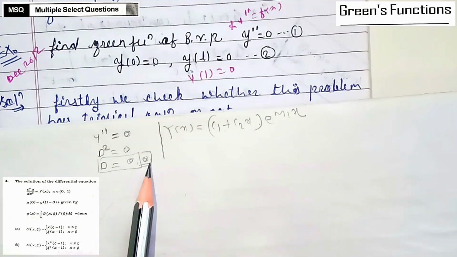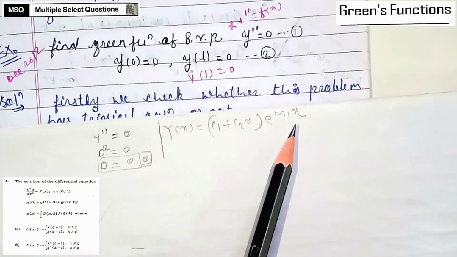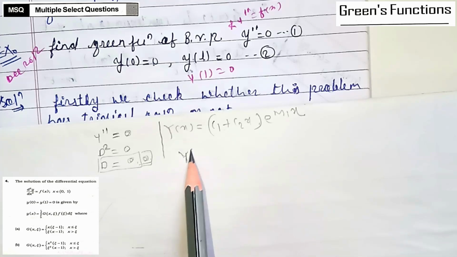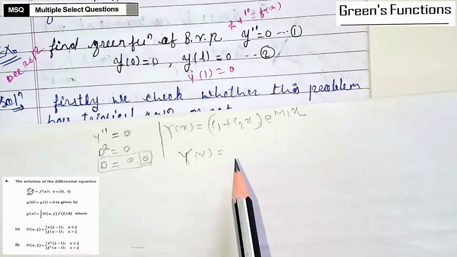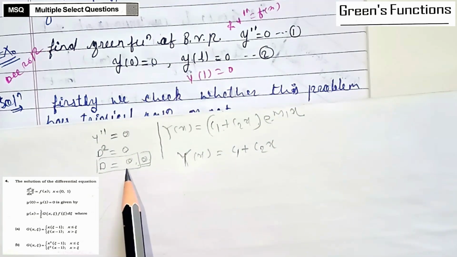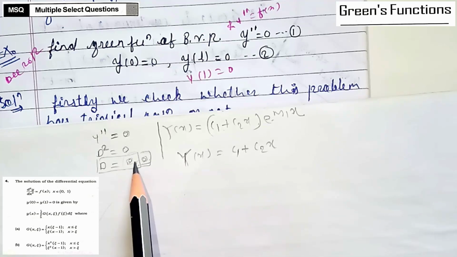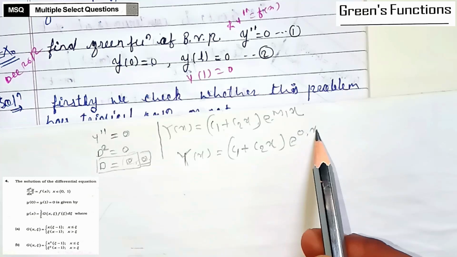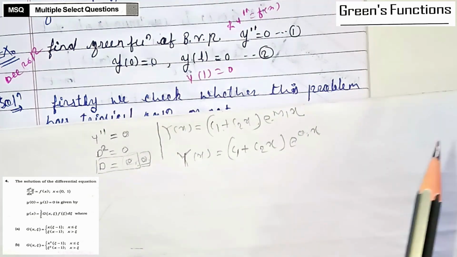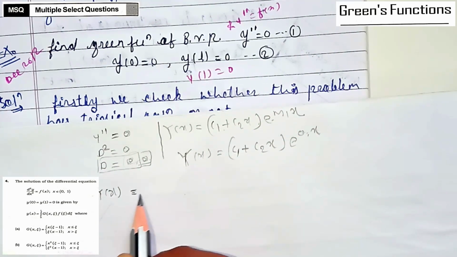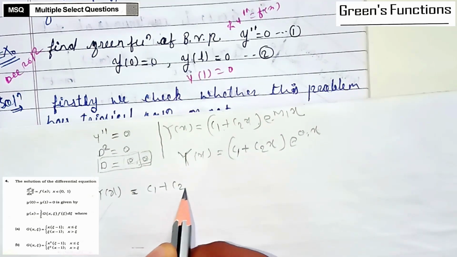So this is the way to write the solution of our differential equation. I got D as 0, 0, which is the two roots. That means m is 0, 0. Now substitute it into the solution: y of x equals c1 plus c2x e to the power m1 x. Here both roots are 0, so e to the power 0 into x is e to the power 0, which is always 1, because anything to the power 0 gives the value 1. So I got the solution of our boundary value problem, y of x equals c1 plus c2x.